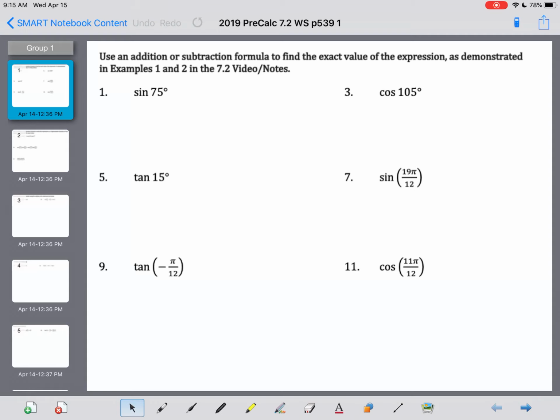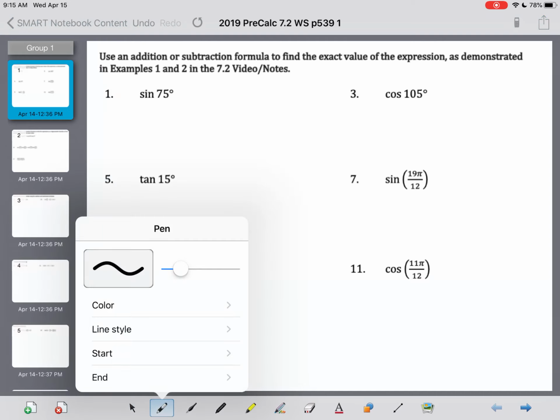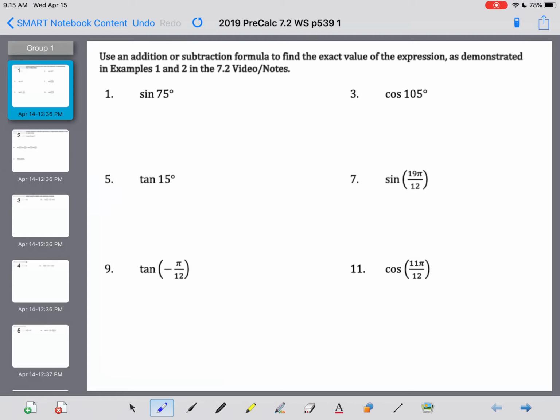Again, sine, cosine, and tangent have these addition subtraction formulas. They're all a little bit different. There are some similarities as well here. So first of all, I'm going to go ahead and break up 75 here into two more common angles from the unit circle. So I'm going to go 30 and 45.